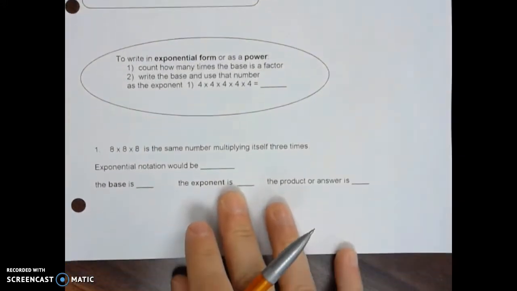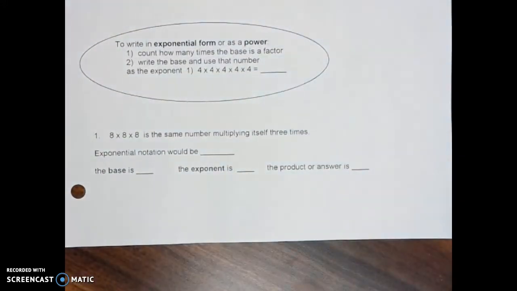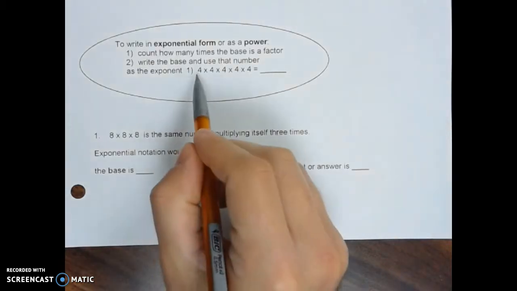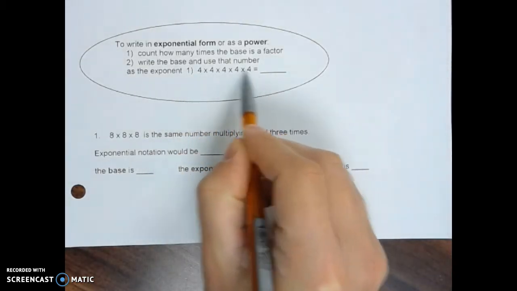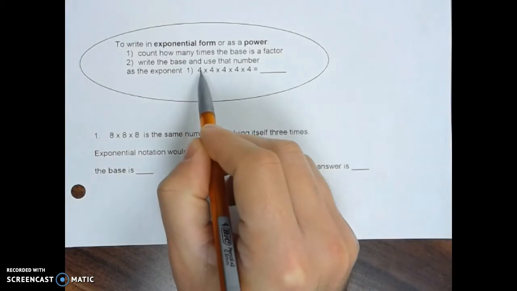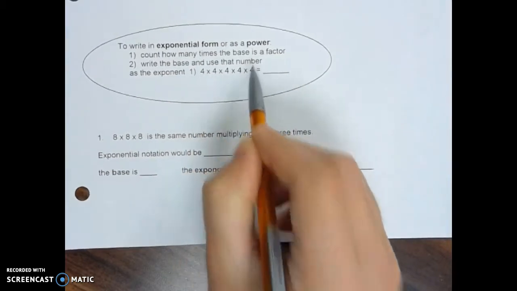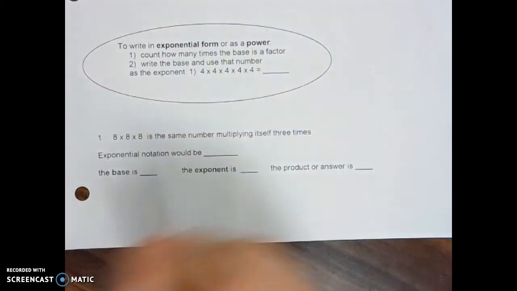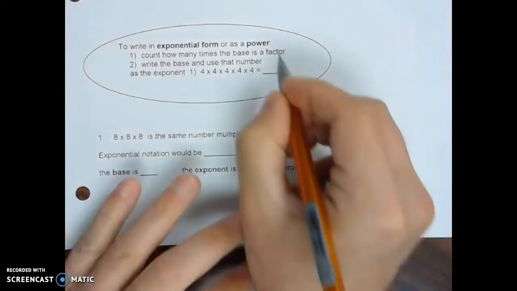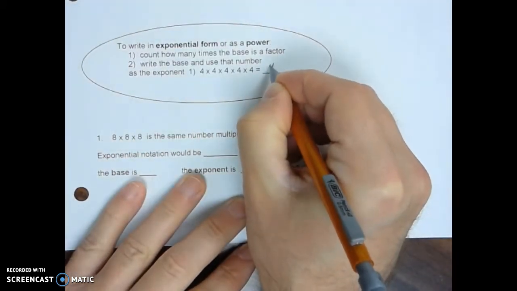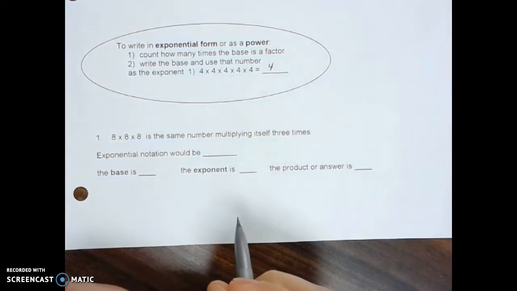And so in our little oval shape down here, it says to write in exponential form or as a power, the first thing you have to do is count how many times the base is used as a factor. So in this example down here, I see it's the number 4 being repeatedly multiplied. 1, 2, 3, 4, 5 copies of the number 4. So what I'm going to do is write down the base number. The base number is the 4. It's the number being used in the repeated multiplication.